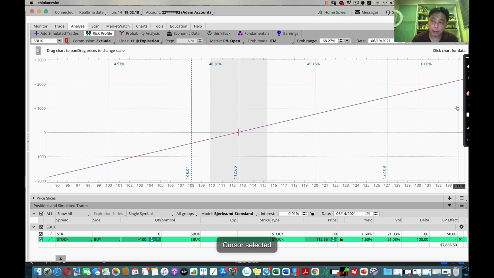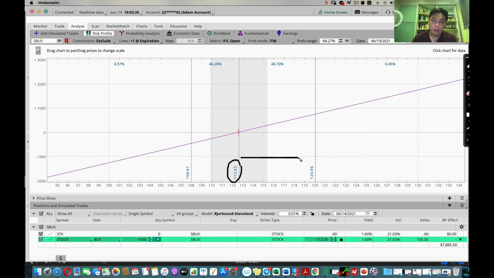Let me drag this again. 120. Okay, so we are buying here. That's our profit target at 120 and our stop loss at 108. So question, if it goes to 120, how much do we make? We make $8 profit times 100 shares, right? That's $800 profit. Let's write that down.